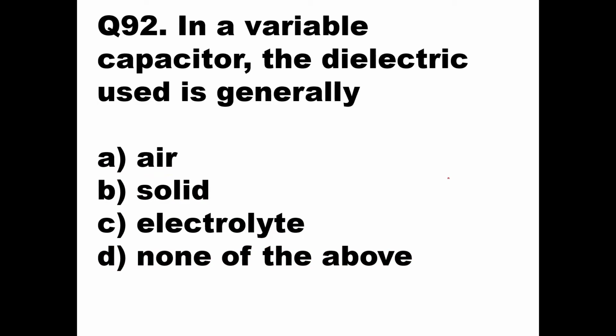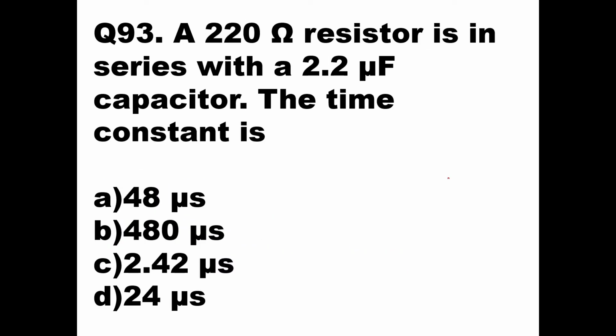Question number 92. In a variable capacitor, the dielectric used is generally. So whenever we have a variable capacitor where we want to change the capacitance value, in that case, the dielectric generally used will be air. So option A, air will be the right answer. Then we'll go to the next question. A 220 ohm resistor is in series with a 2.2 microfarad capacitor. Then what is the time constant?